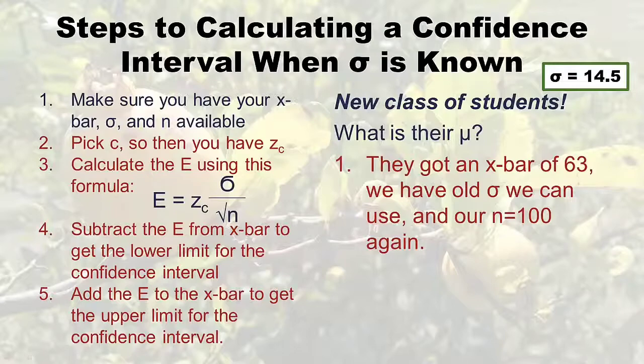And I'm going to say we got an X bar of 63, right? That's not a very good score on a 100-point test, but it's a hard test, right? And we have our old population standard deviation to use. So we've done step one. Okay, so we have our X bar, our population standard deviation, and our N.